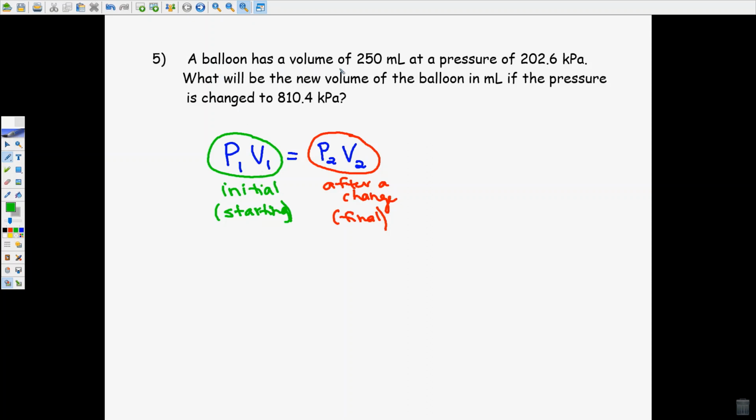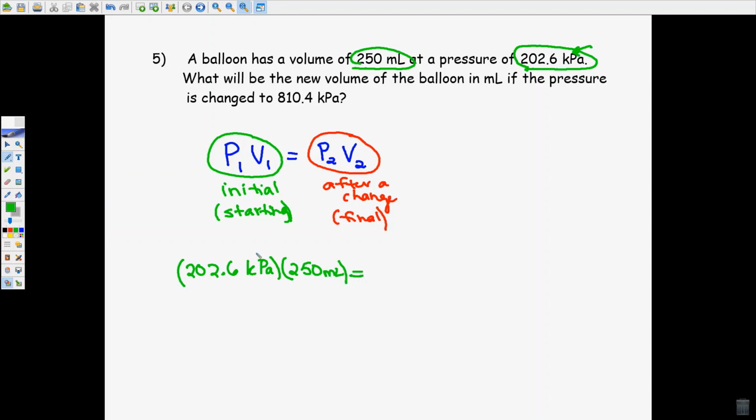It says a balloon has a volume of 250 milliliters at a pressure of 202.6 kilopascals. So kilopascals is probably a new measurement of pressure for you. It's kind of like PSI that would fill up your car tire. So kilopascals is another unit of pressure. So let's go ahead and plug in those values. So we have 202.6 kilopascals, and for volume, we have 250 milliliters. So that's our P1 and our V1.